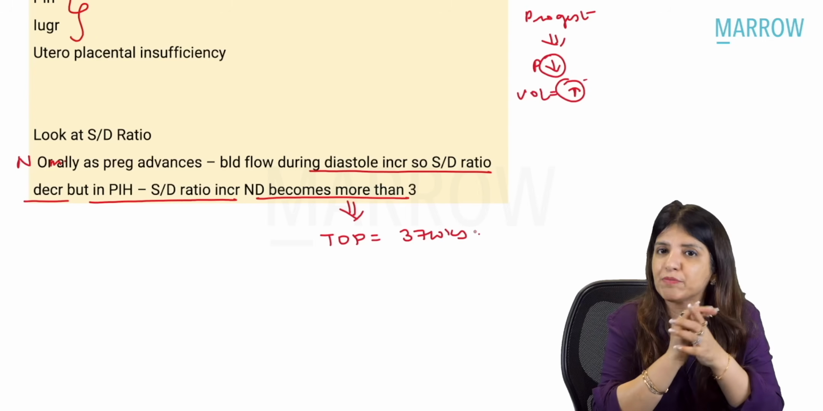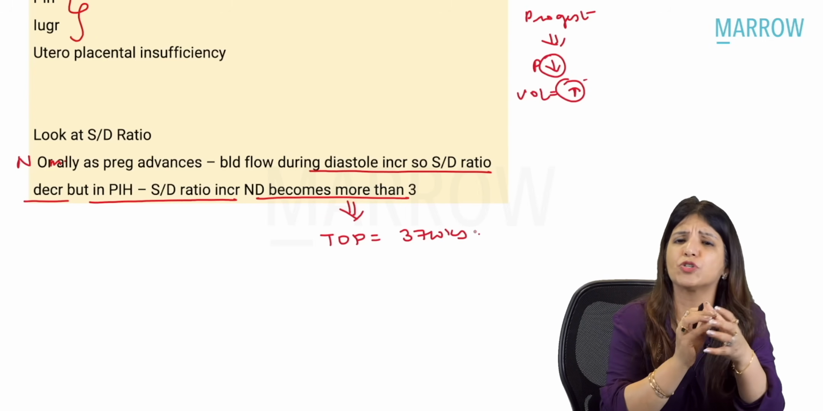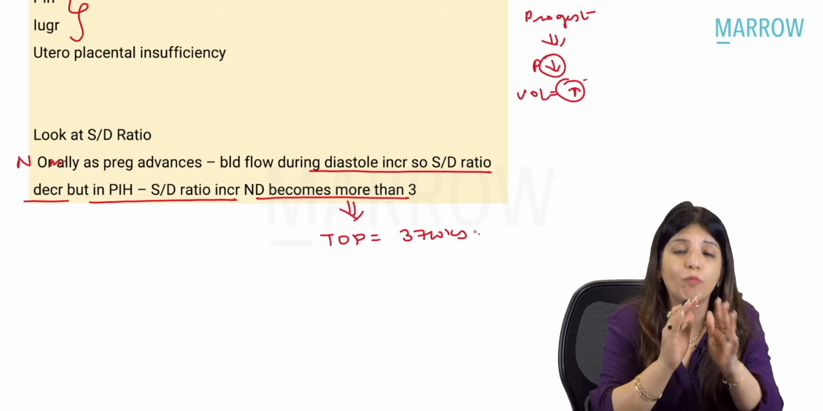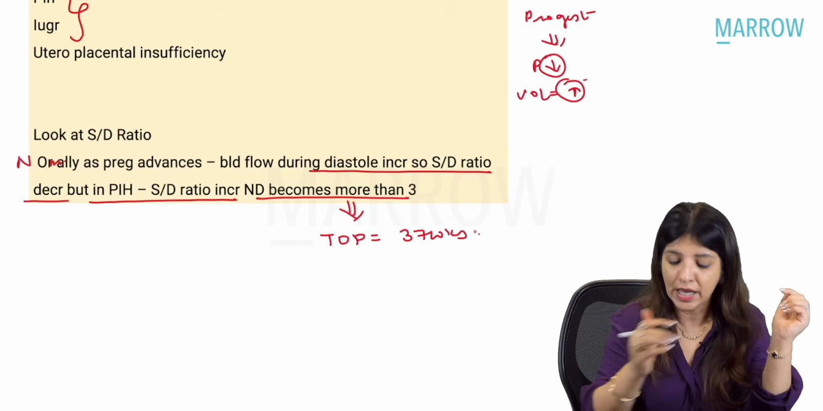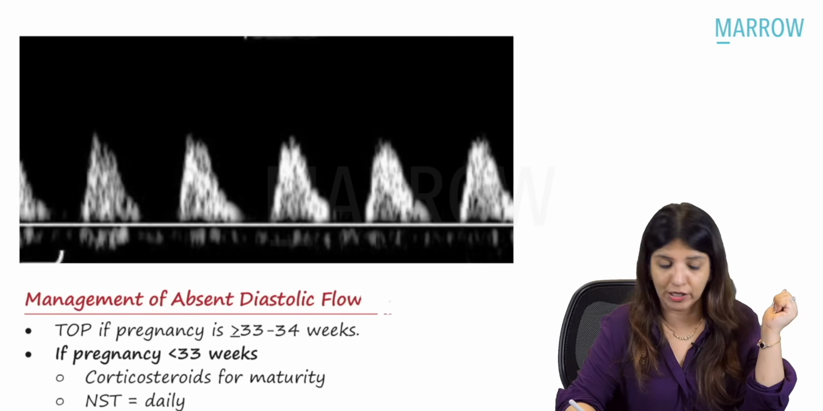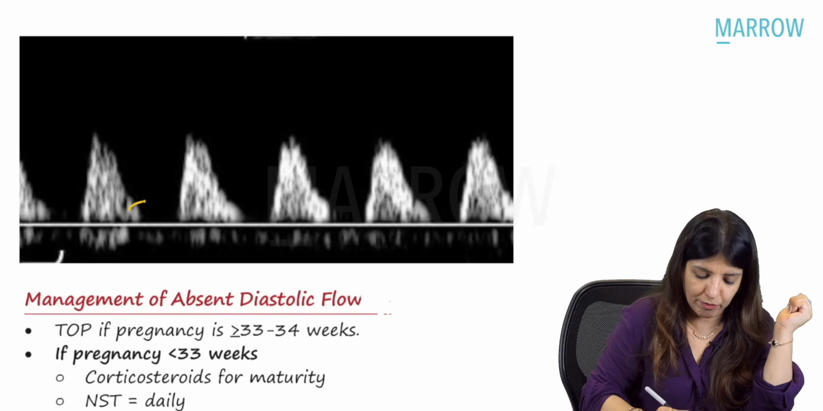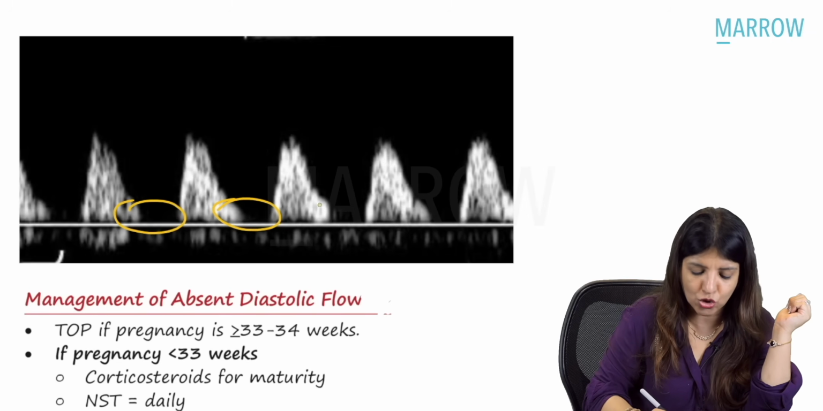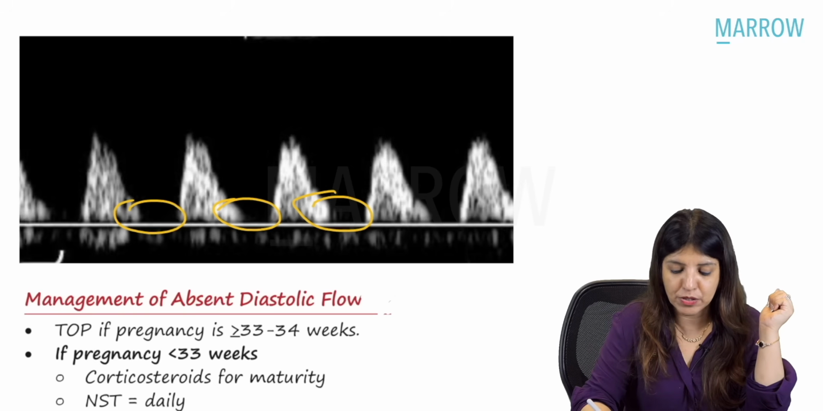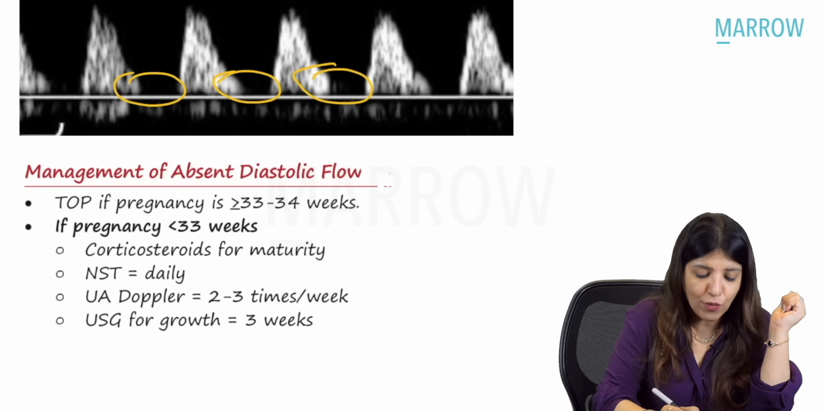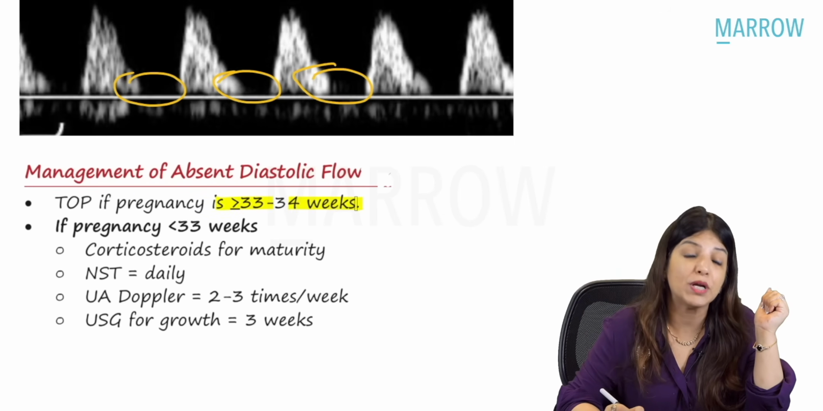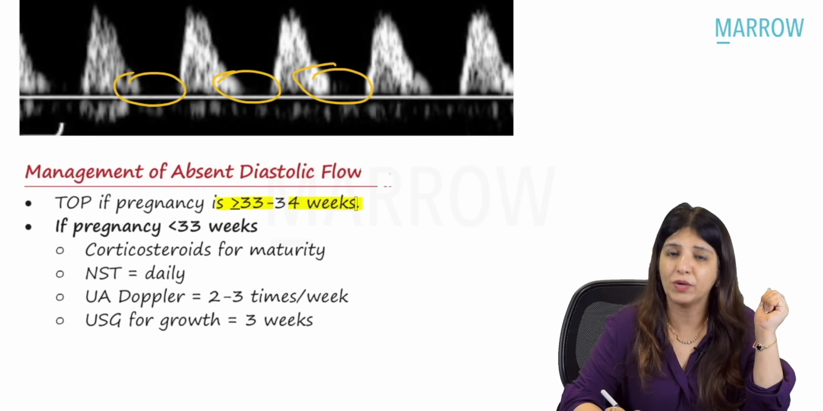Right? Now I am saying that the resistance which is offered during diastole is so high that there is no blood flow happening during diastole. This is what is called as absent end diastolic flow. So in this Doppler image, you are seeing that during diastole, there is absent blood flow. This is called as absent diastolic flow. If you are getting an image like this, then pregnancy has to be terminated between 33 to 34 weeks.